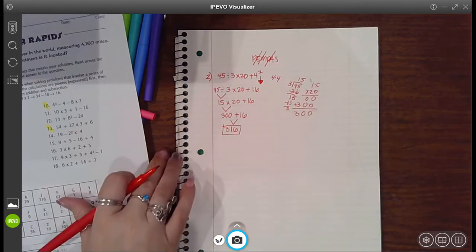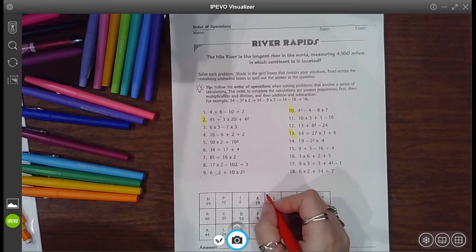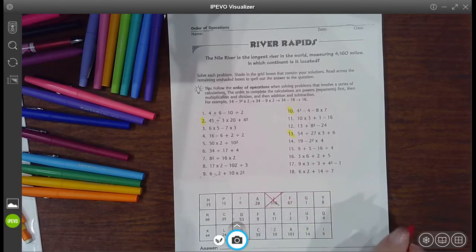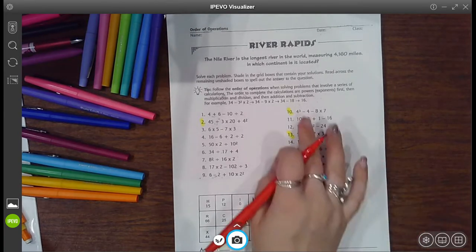If you got number 2 right, good job. And go ahead and down at the bottom, cross off where you see 316. Okay, now let's try number 10.